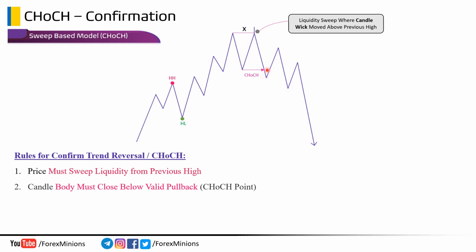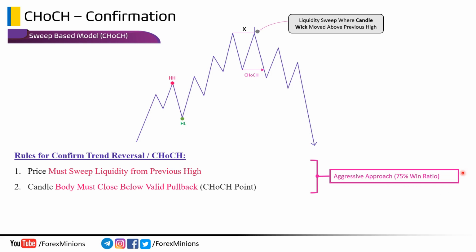then we will mark it as our CHoCH point. In the sweep-based model, we do not wait for an inducement level. We can enter anytime when price gives us a pullback to this high. I repeat, in the sweep-based model, we do not wait for inducement after this CHoCH point. We can directly enter here after candle closing, or we can wait for a minor pullback for better risk to reward. Now, this is basically an aggressive approach and still the win ratio is almost 75%.